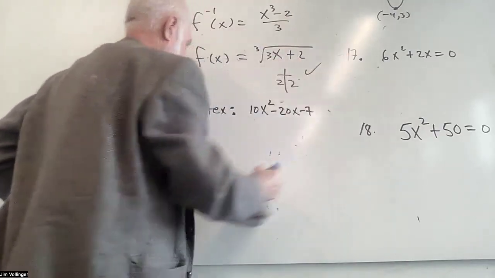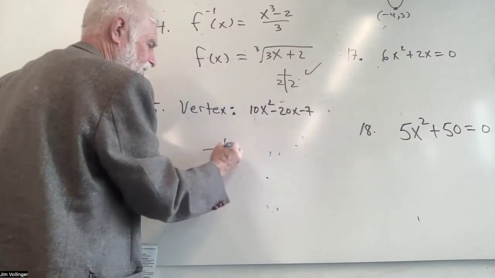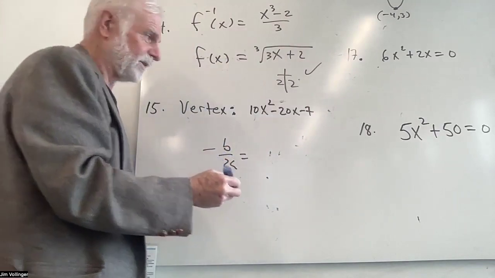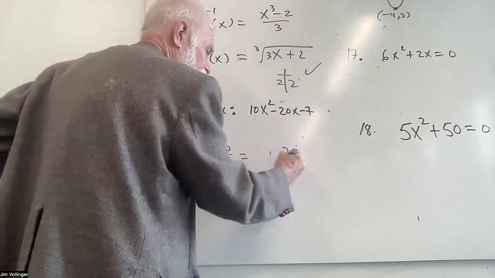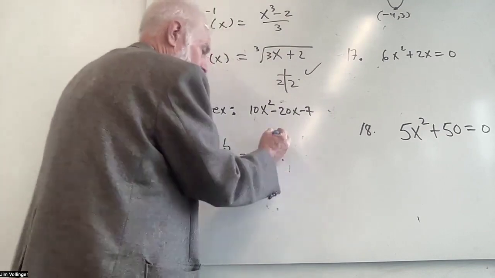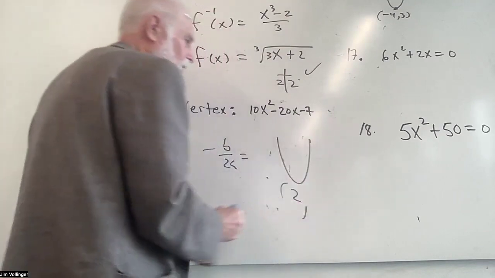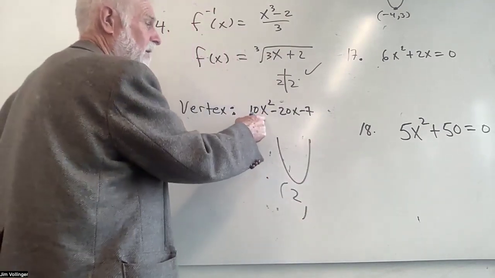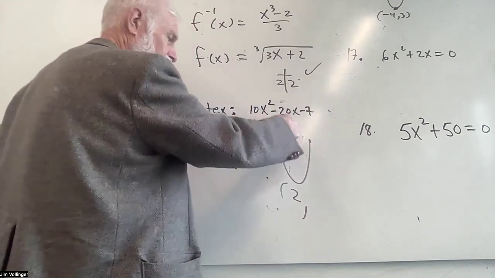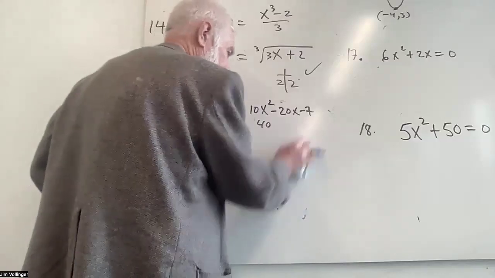I'm moving on. Vertex: minus b over 2a. Hoping all of this is going to be remembered at your next level of study. Minus b, 20 divided by 10. So I now know that the x value is 2. Cup shape up. I've got my 2. I'll check to see if I made a mistake. 2 squared, 40. I did make a mistake because what I'm getting here is 40 minus 40. I got to do this again, unfortunately.